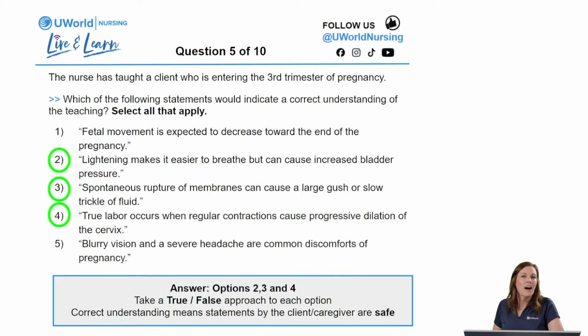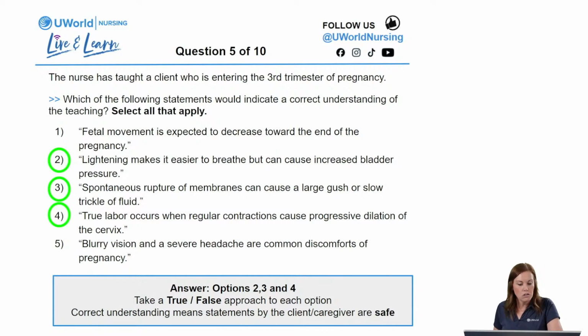Okay, so our correct options are options 2, 3, and 4. So again, with this select all that apply, same rules always apply. Just take it one option at a time. Take a true-false approach, but making it what the stem is asking. So again, correct understanding is looking for what is safe to do for that client.